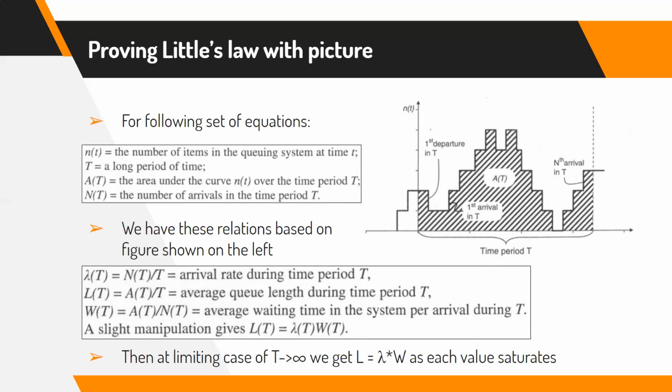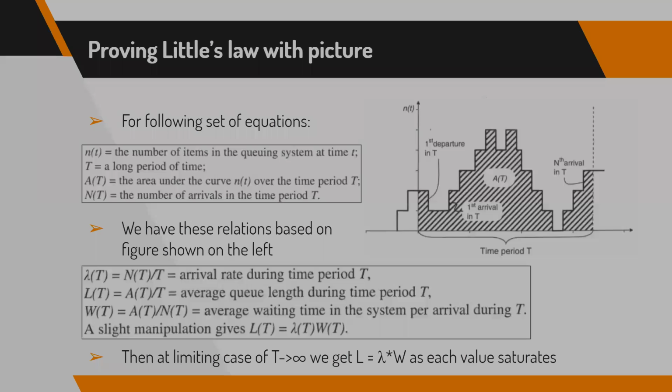Now, by doing some further mathematical manipulations, we can show that in the limiting case, as T tends to infinity, the terms saturate to a constant value, which gives us the final equation L is equal to lambda times W, which completes the proof of Little's Law. Next, let us see some applications of Little's Law.